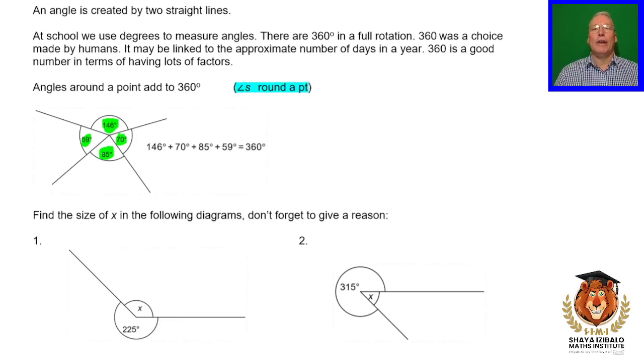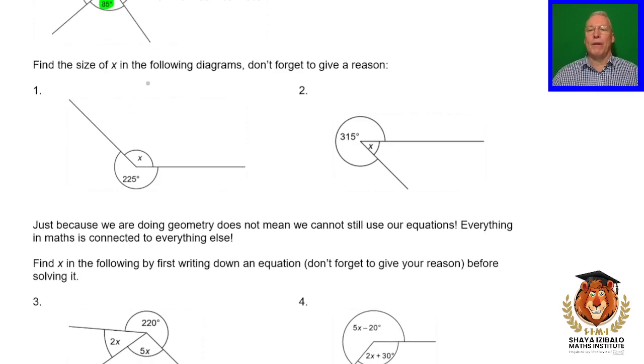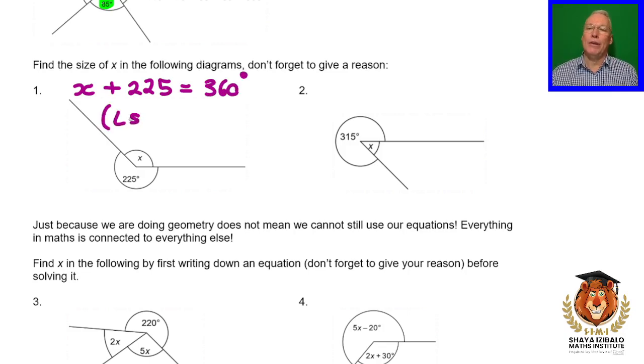Okay, so let's do this first question together and see if we can work out what the size of x is. Now you might be wondering, why are we still doing equations? Well, everything in maths is connected to everything else. So have a look at this. x plus 225 is 360. Now we must give a reason, and our reason is angles round a point.